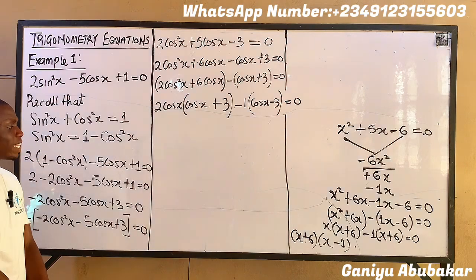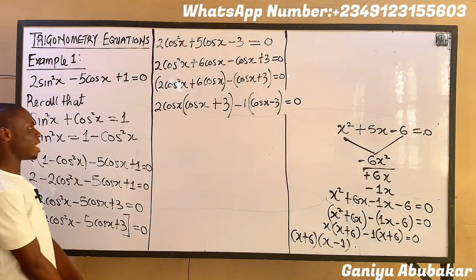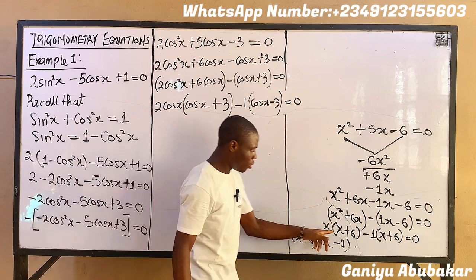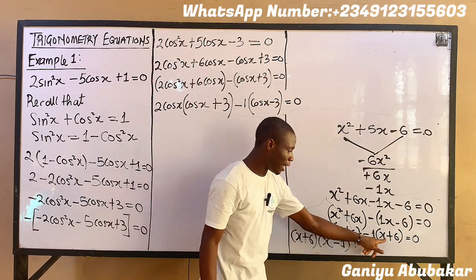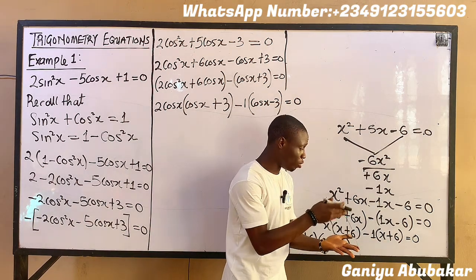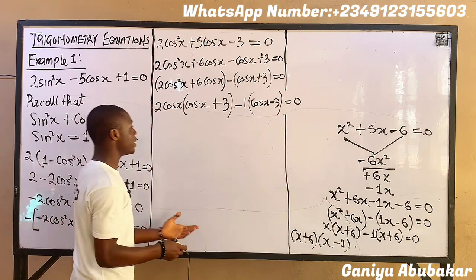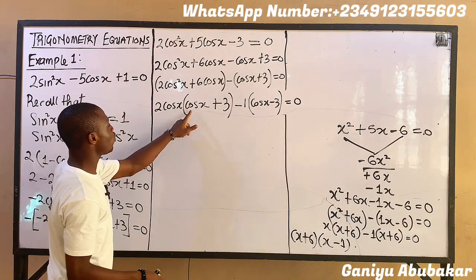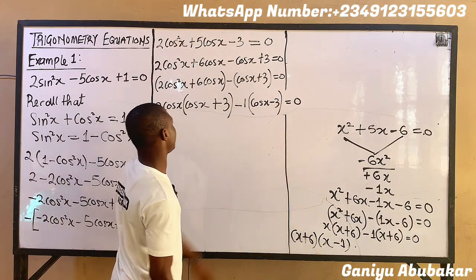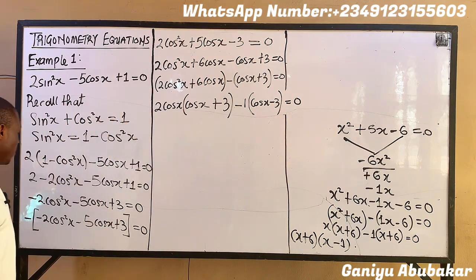Are we there? But the catch is, look up. Look at it. I have cos x plus 6, cos x plus 6. It must always be the same. It's not different. I'm having cos x plus 3, cos x minus 3. Something's wrong somewhere.